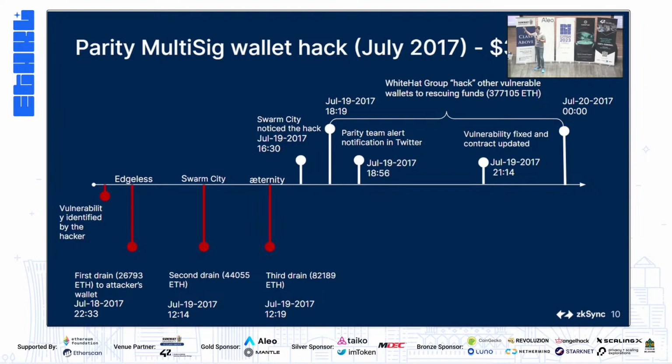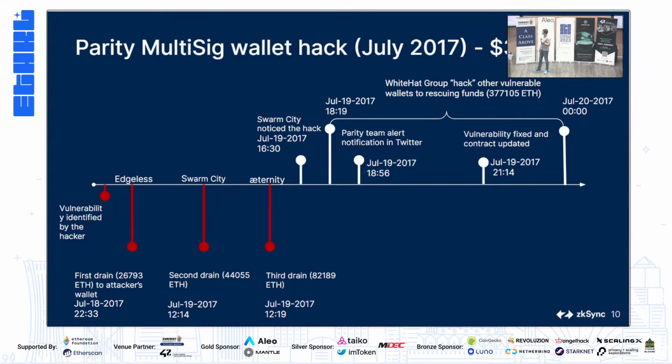Here is a great example of when monitoring or alerting from one team could help the community, the crypto community in total. Because for this decentralized attack, to help save the funds, the white hat group did the same hack for more than 590 wallets that were vulnerable, and they saved more than $81 million for the community.